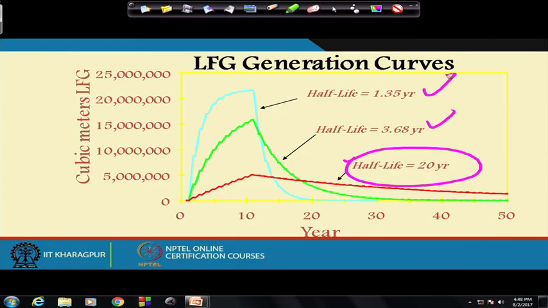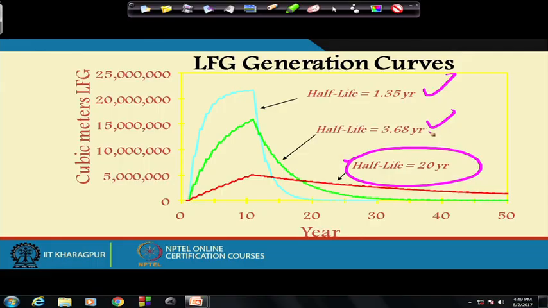I assume that you know what half-life is. Say you start with 100 kg of certain biodegradable waste; after how many years will it be 50 kg? So how much time will it require to degrade 50%? That's the half-life. A half-life of 20 years means if you have 100 kg of just the biodegradable organic fraction of waste, it will take 20 years to degrade to 50 kg, then another 20 years to come down to 25 kg, and then 12.5 kg. So it will take a long time to degrade.